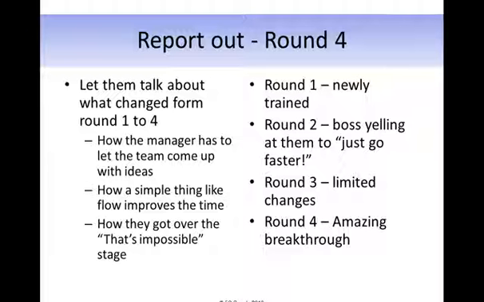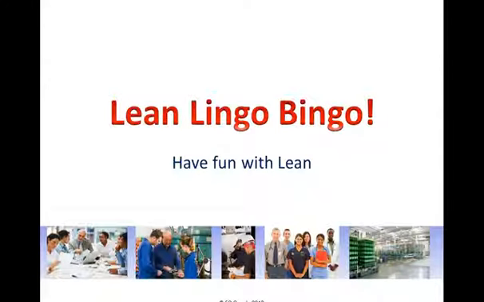All right, remember in the beginning, I would just tell them to hurry up and go faster, let them change a little bit, but not much, and then finally I set these really possible stage goals, but the team really comes through. So once again, round 1, they were just newly trained. Round 2, I just go faster. Round 3, limited changes, and then round 4 becomes the amazing breakthrough. So this is a great one to kind of show anything from flow or just continuous improvement, because we do this in several rounds. All right, so let's finish up.